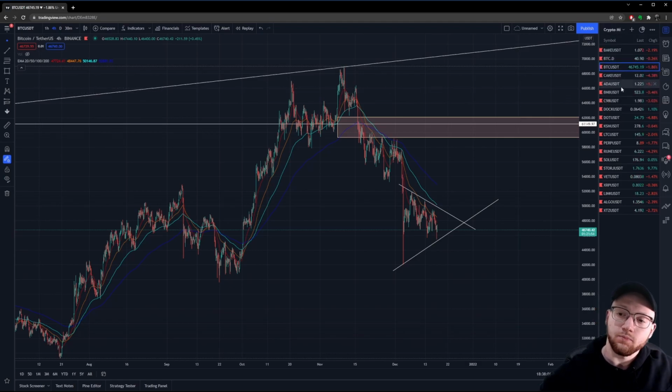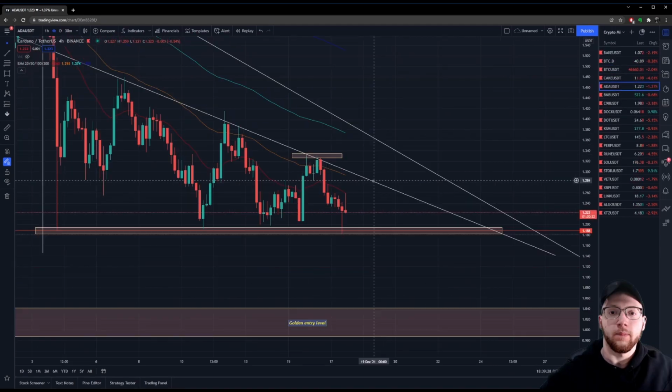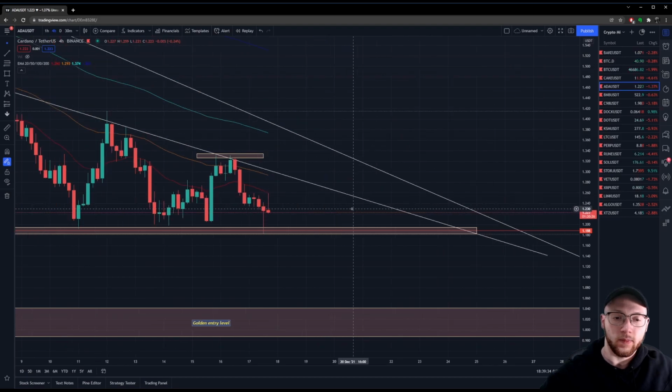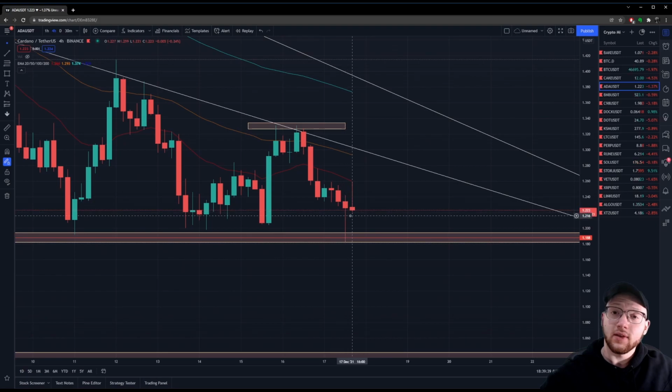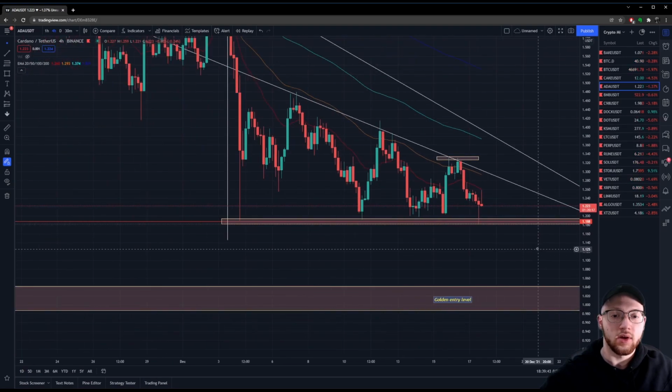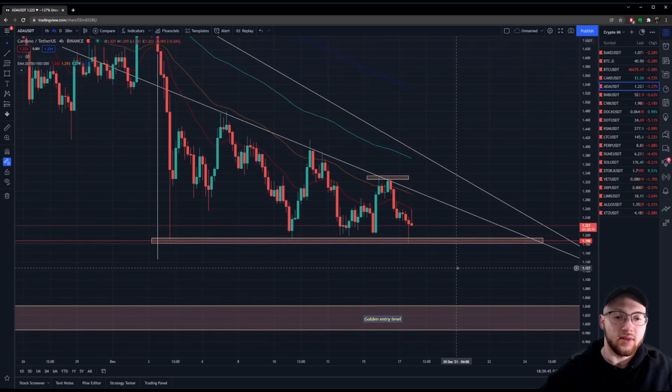But now let's go back to ADA. At the bottom here we can see this candle. Yeah, this is called an inverted hammer. An inverted hammer at the bottom of a chart represents a change in pattern, which is basically a trend reversal.